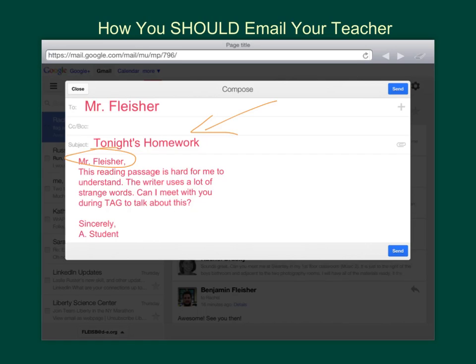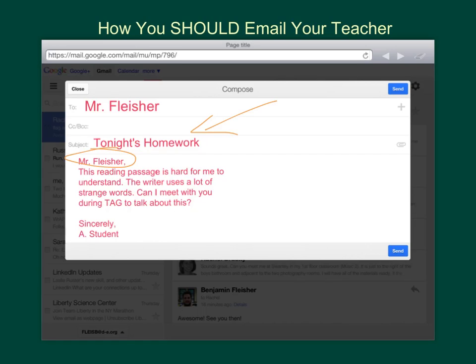Thirdly, you should always write in complete sentences. Always. You are writing to a teacher, not a friend, not someone you don't know. I don't know why you'd be writing someone you don't know, but you should always write in complete sentences to your teacher or anyone you have a professional relationship with. And your teachers are one of those people.